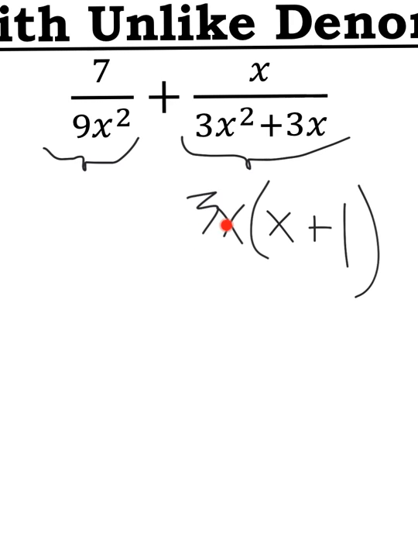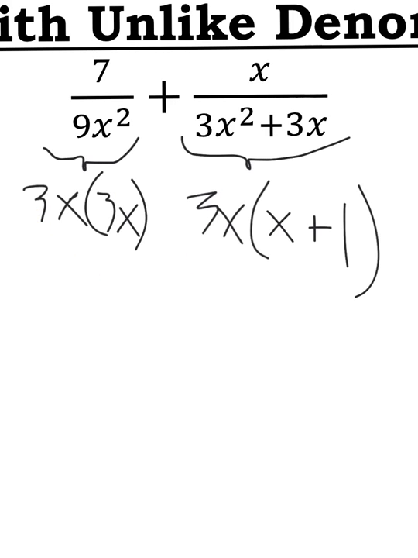So now I just need to figure out, does 3x go into 9x squared, or does x plus 1 go into 9x squared? Well, what makes more sense? The 3x, right? What is 9x squared divided by 3x? Well, 9 divided by 3 is 3, right? So x squared divided by x is x. So 9x squared can be rewritten as 3x times 3x. And so the nice thing about that is they both have a 3x in common.